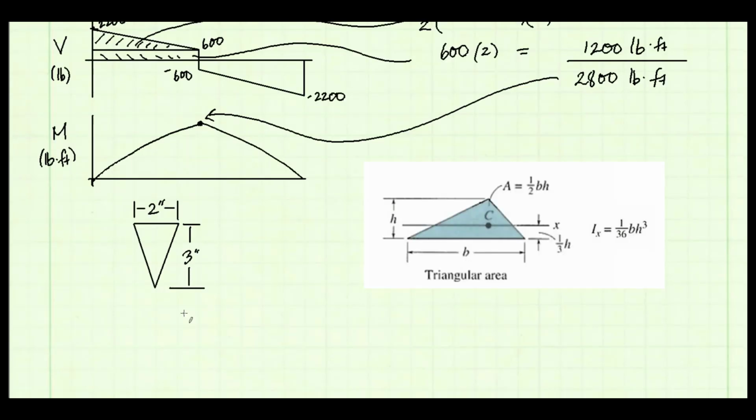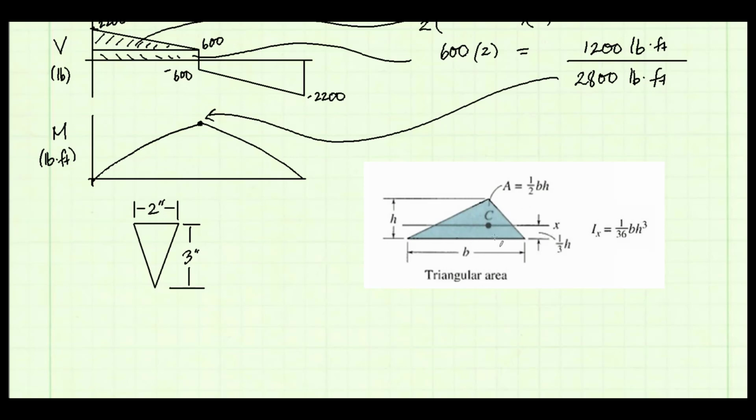I've redrawn the cross-section of this beam so we can get another look at it. I found this geometry for a triangular area in the exam reference material. Note, it gives the location of the centroid. It's going to be 1/3 of the height up from the base.